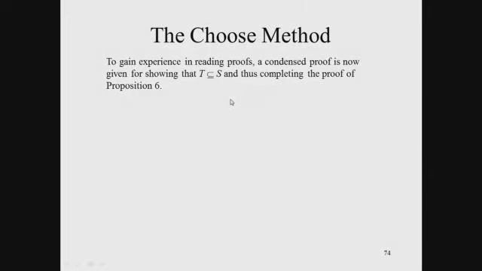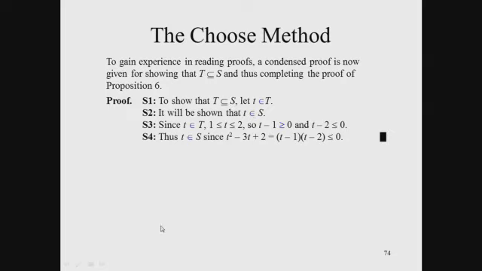Good. Okay, we still have to show that T is a subset of S in order to get the two sets to be equal. Here's a condensed proof that T is a subset of S. And what I'd like you to do is take a few minutes to read this proof on your own.